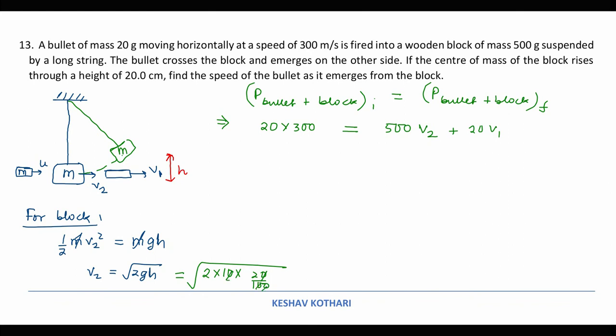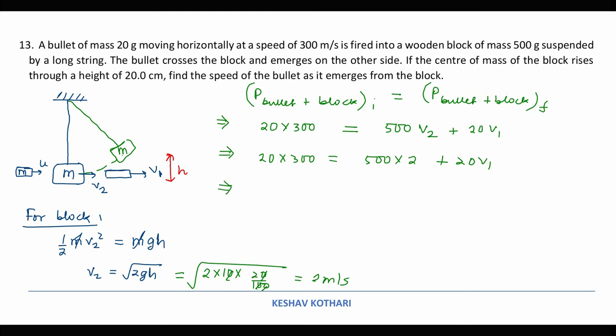So we attain a value equal to 2 meter per second. If I substitute the value over here, that is 2 meter per second, in the expression, we get 20 into 300 is equal to 500 into 2 plus 20 v1, where v1 is the speed with which the bullet emerges from the other side of the target.